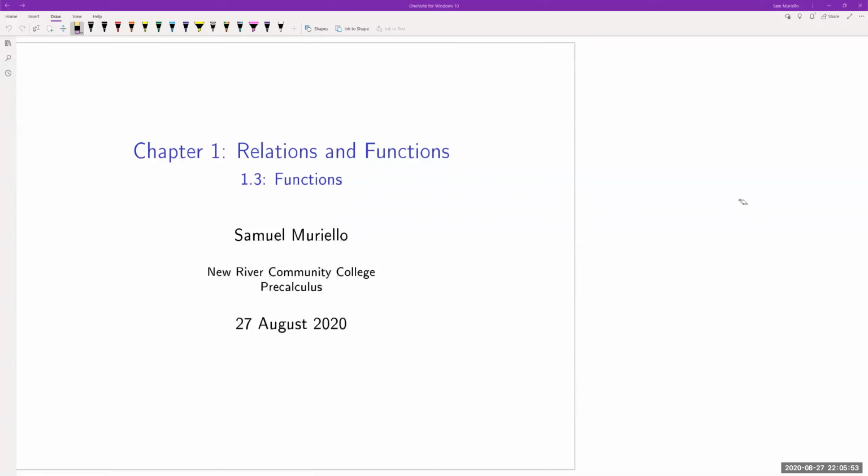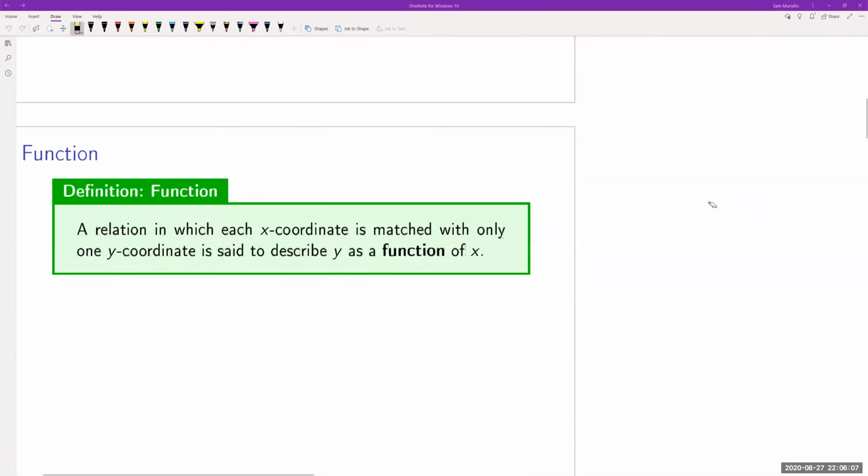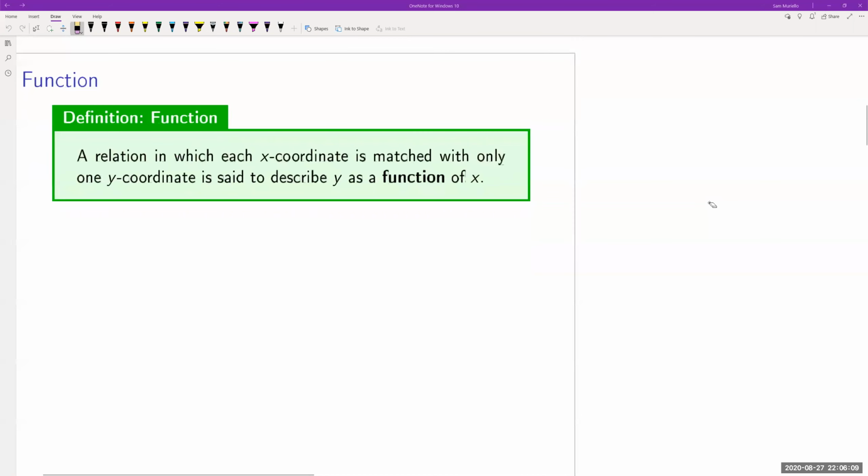A function is a special kind of relation where when I take any 2 points that have different y coordinates, they will also have different x coordinates. So in other words, a function is a relation where each x coordinate is matched with only one y coordinate. In this case, we would say that what we have is y as a function of x.